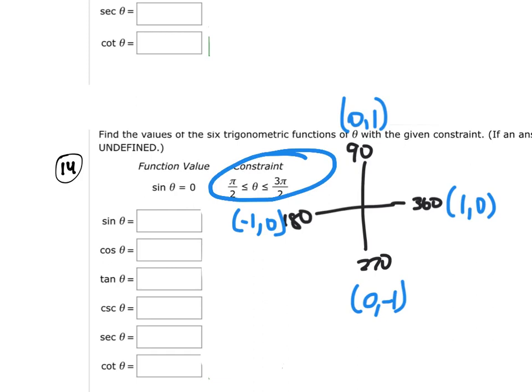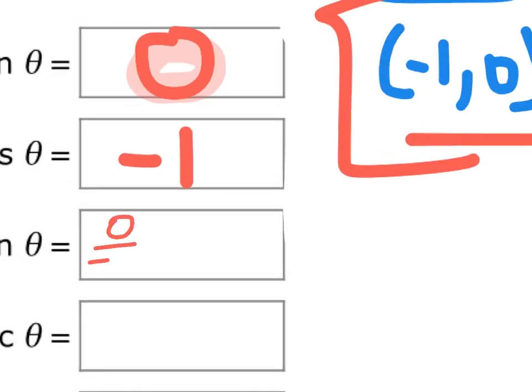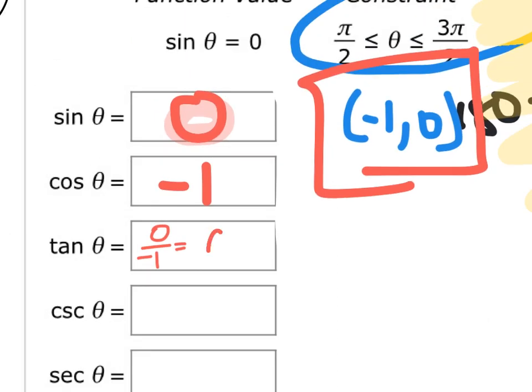Where the sine is 0, but they only are telling us to look between 90 and 270. So right here, on this side. Where is the sine, the y value, 0? The y value, 0. Is that 180? That's the ordered pair you're looking at. So sine of theta is 0. Cosine is what value? X. So what is the value of this point right here? Negative 1. Tangent is what over what? Y over x. So what's my tangent here? 0.